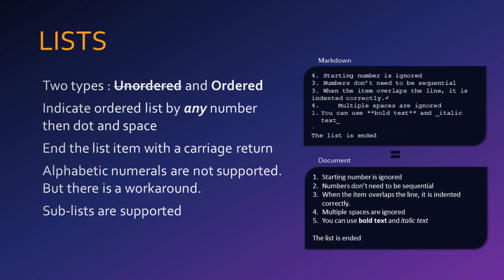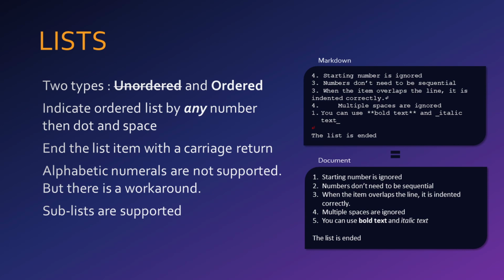There are two types of lists: unordered and ordered lists. The former is not commonly used in contracts, so I'll just focus here on ordered or numbered lists. You indicate an ordered list by using a number, followed by a dot, then at least one space. The list item ends when you enter a carriage return.